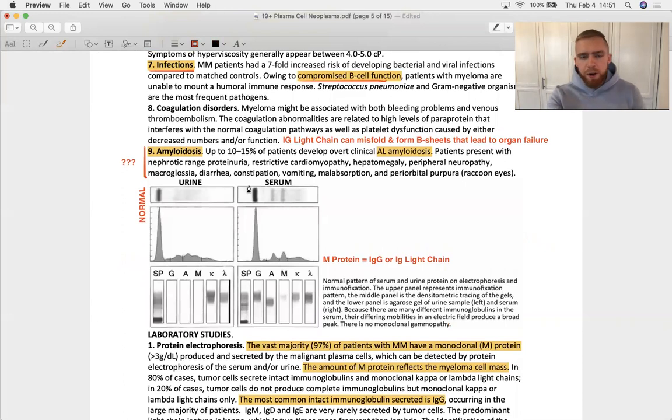Amyloidosis, I summarized it here. Basically, you've got immunoglobulin light chain misfolding and forming beta amyloid sheets that can't get disposed of, so they build up and lead to organ failure. And we're going to call that, again, an AL amyloidosis, and a lot of different organs can be involved, commonly the heart, the liver, and the kidneys.